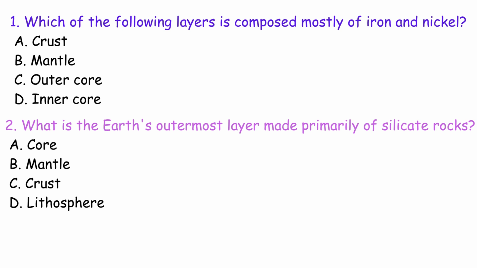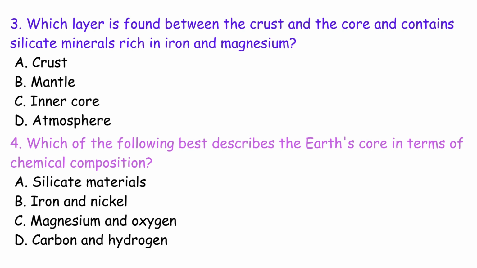1. Which of the following layers is composed mostly of iron and nickel? A. Crust. B. Mantle. C. Outer core. D. Inner core. 2. What is the Earth's outermost layer made primarily of silicate rocks? A. Core. B. Mantle. C. Crust. D. Lithosphere.